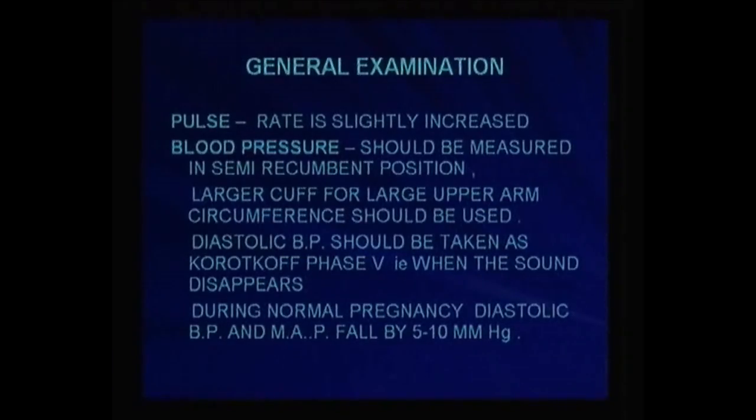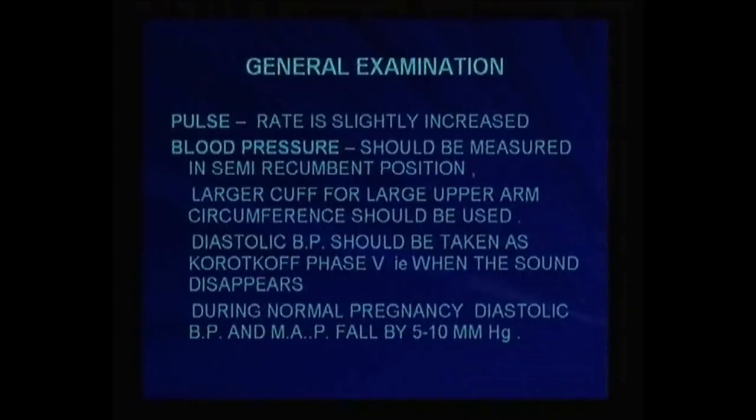Coming to the vitals, pulse in a normal obstetric patient may be slightly raised or normal. There may be extrasystoles which most of the time do not carry any significance. The blood pressure should be measured in a semi-recumbent position. In the later pregnancy, there should be a slight lateral tilt to prevent supine hypotension. The size of the cuff is very important. For a large upper arm circumference, a larger cuff should be used.